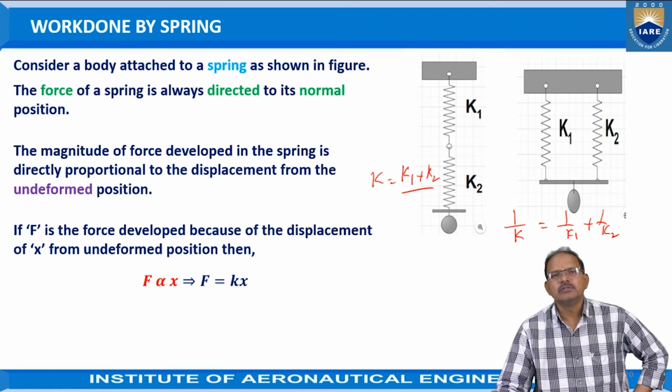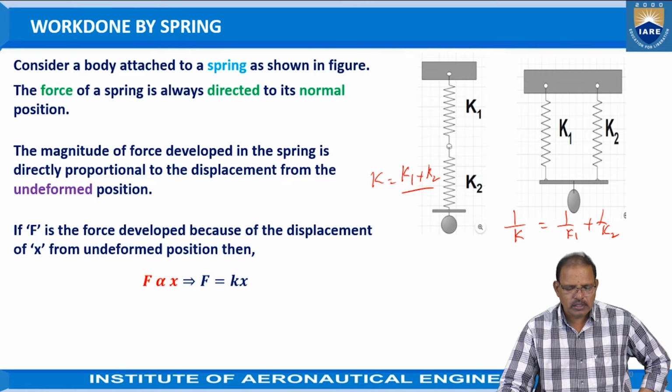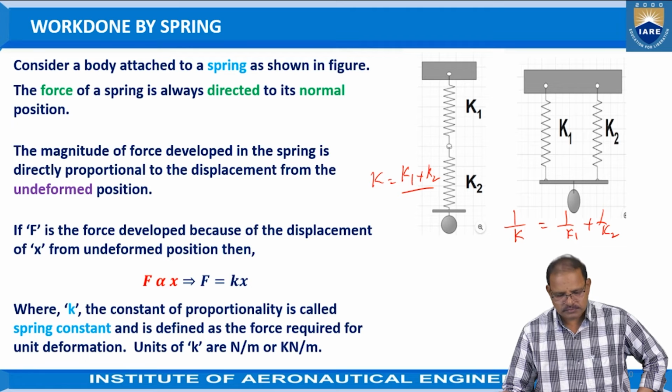So F is the force that is developed because of the displacement x from the undeformed position, and F is equal to k into x. If you know the k value, we can determine the force exerted. After knowing the force, we can determine the work done or the potential energy stored within the spring.